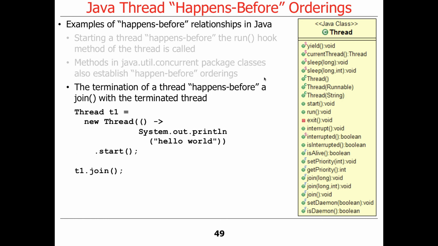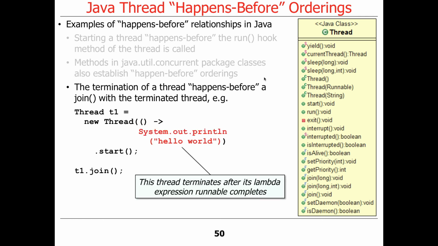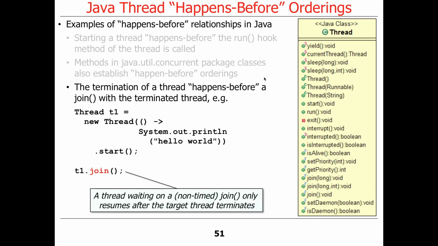Here's another example. Terminating a thread happens before a join with the terminated thread. So here we go ahead and do our hello world print output from this thread T1. And this thread will terminate after its lambda expression completes, because it's a very short example. And for whatever thread created thread T1, the join will not return until T1 has finished running. So once again, just making sure that this happens before, right? This thread will complete before join will return. So those are some of the examples of the way that this works for some of the thread stuff.